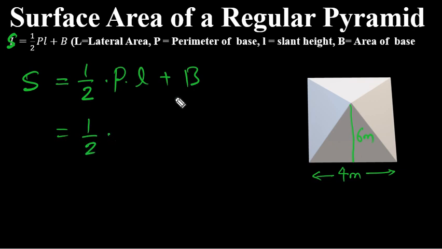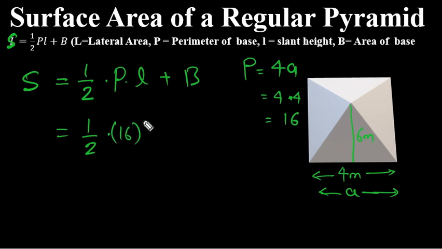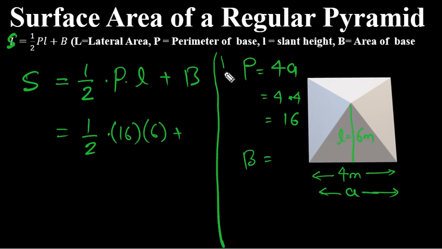Now the perimeter is 4A. A is 4 meters, so 4 times 4 will give you 16. So I will substitute 16 here. Now the slant height is 6 meters. Plus, now the area of a square, B. The area of a square is A squared, so that will be 4 squared, which is again 16.